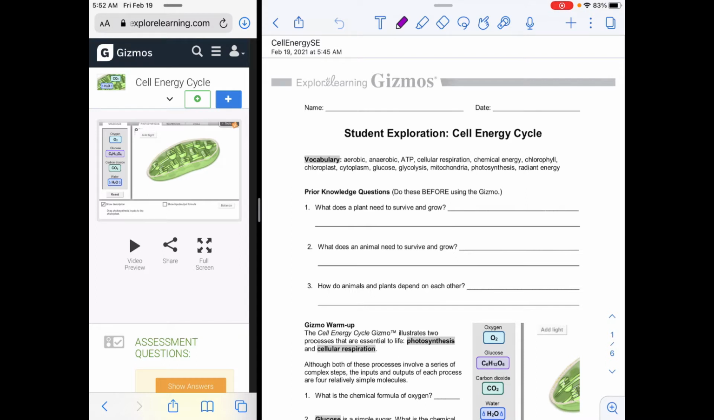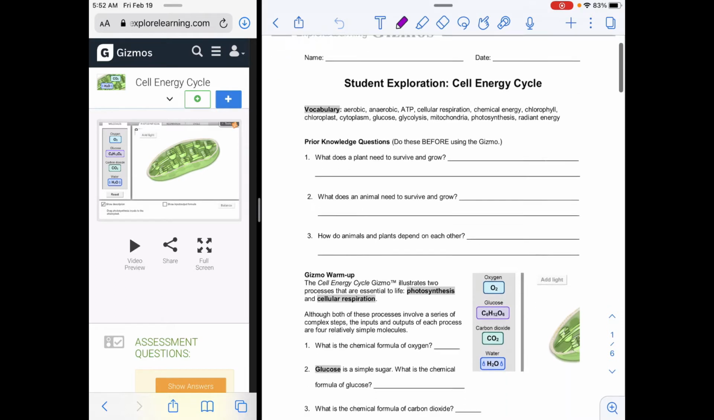Third question says, how do animals depend on each other? Or animals and plants depend on each other. So this is, are there products that some create that others use? Maybe they get food from each other. What are ways that animals and plants are dependent on each other? Once you've answered those questions, we're going to go to the warm-up.